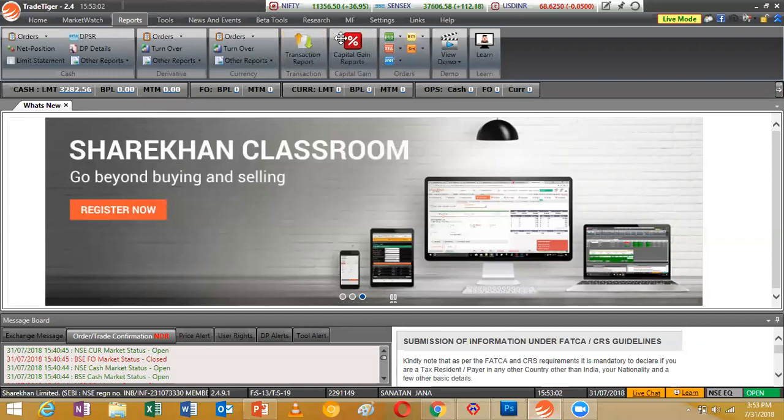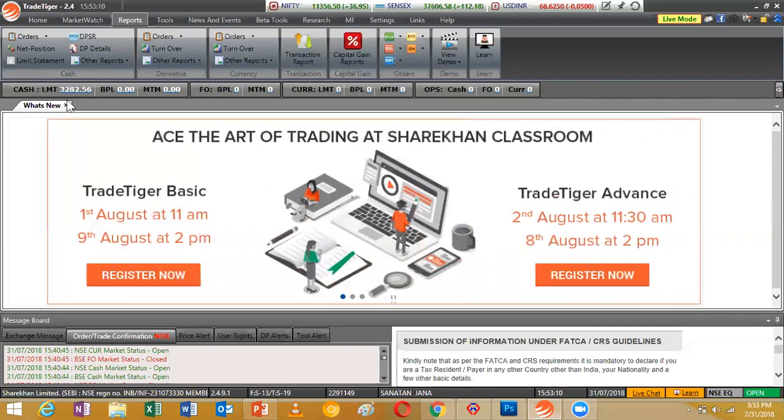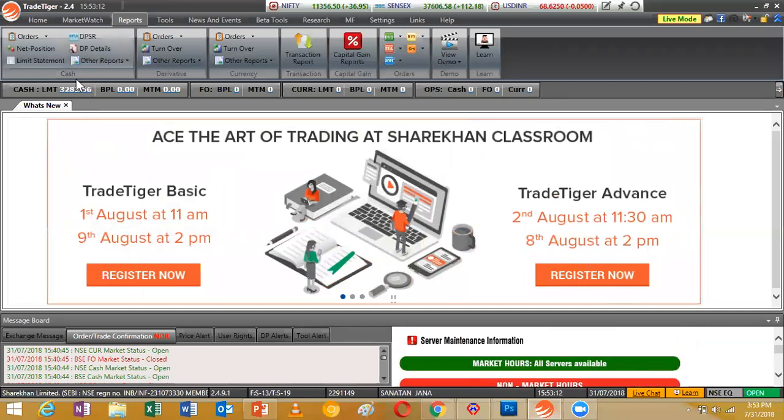So as you can see, there is a cash limit of 3,282 rupees something. That is the total capital in this account. At the start of this month, it was 1,290 or something. Let's go and check how much it was.